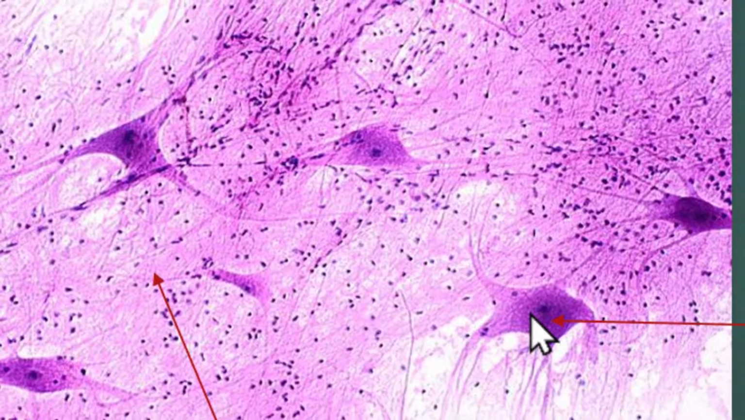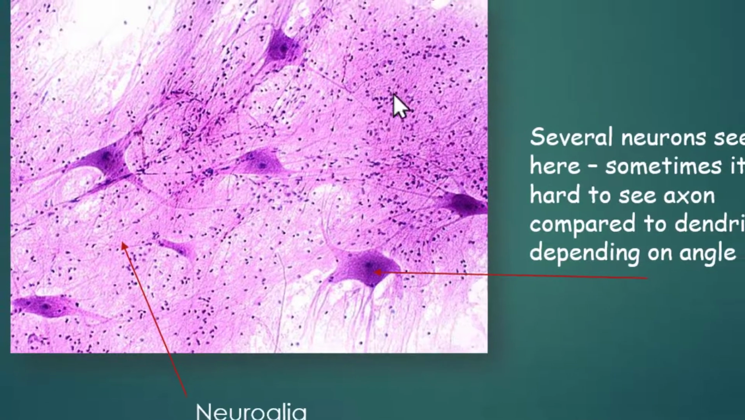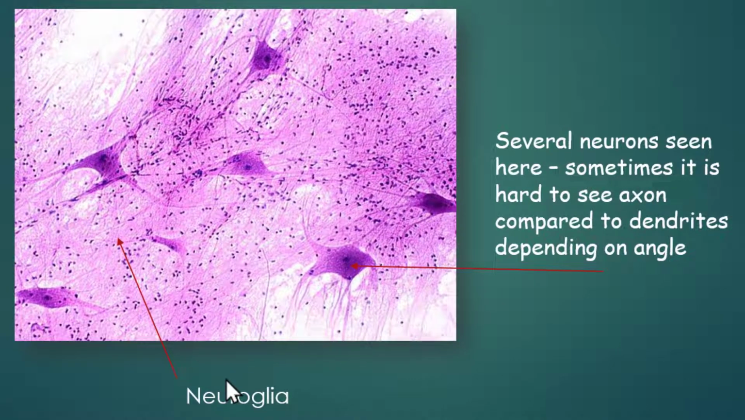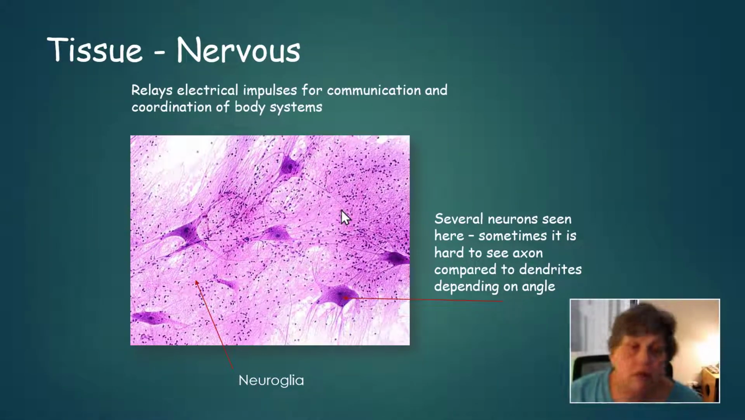Okay. The other thing you're going to see is all this other stuff. This is called neuroglia. It is a supportive tissue for the neurons. Okay? It provides support, nutrition, that sort of thing for that nervous tissue itself. Okay? And we are done.